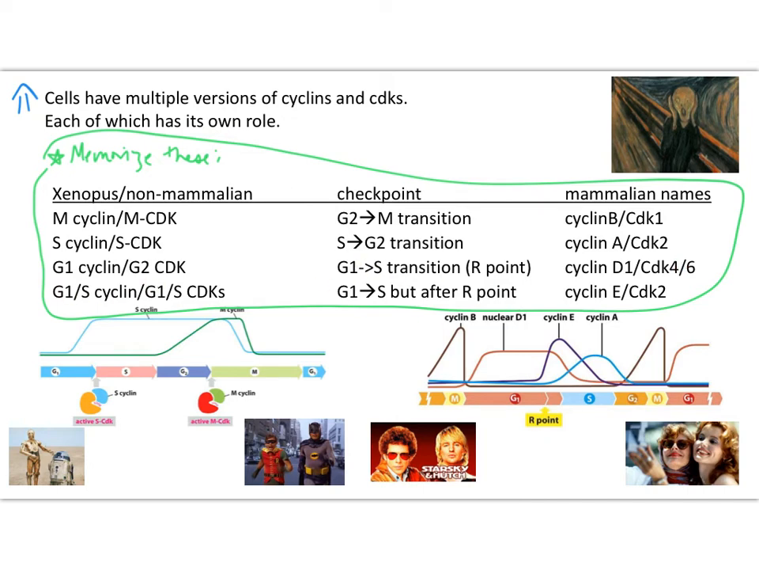Finally, for the G1 to S transition, that is just after the R point, we have G1/S cyclin paired up with the G1/S CDKs. And for mammals, it's cyclin E and CDK2.